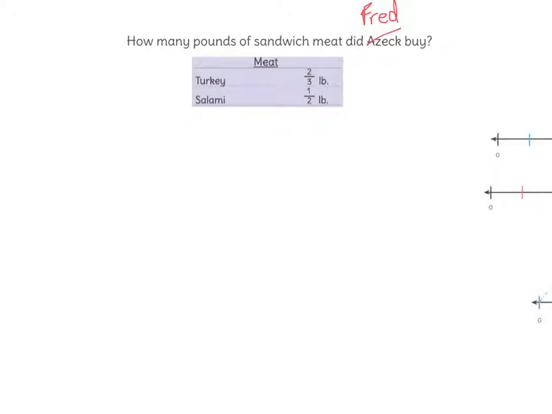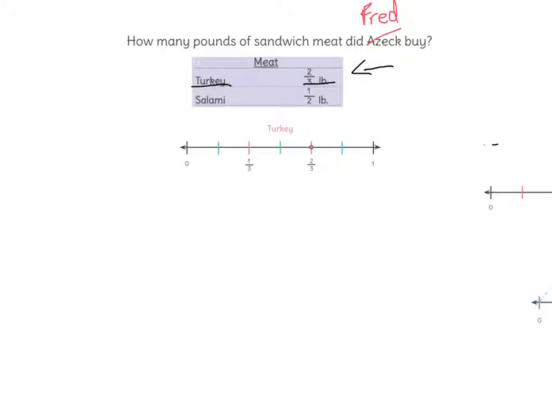So this time I actually am going to use already made number lines to show you. So he bought 2/3 of a pound of turkey. And that number line, oops, darn it. Didn't want to do that. I actually wanted to pull out the number line that I had, which is right here. And there's this turkey number line.